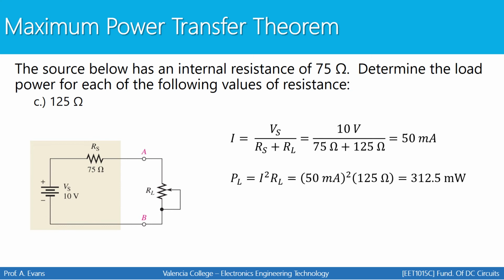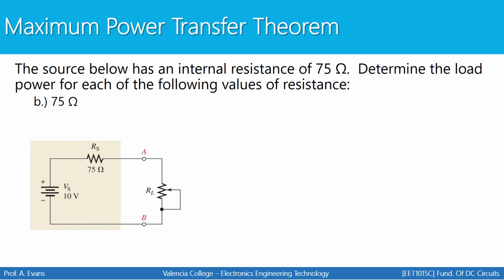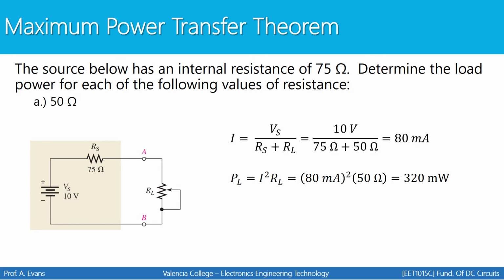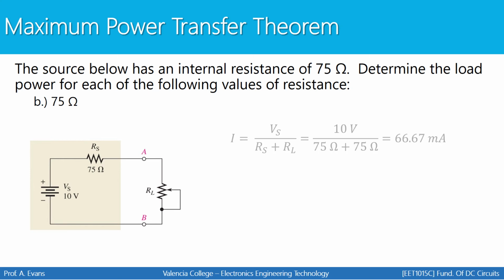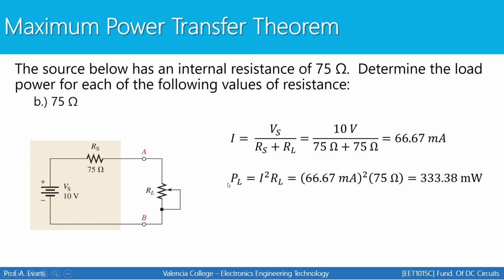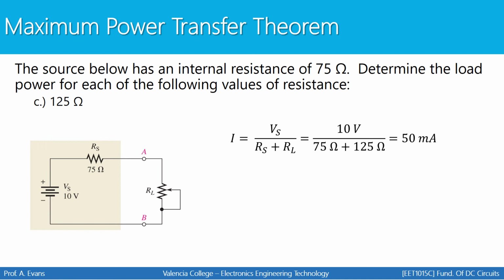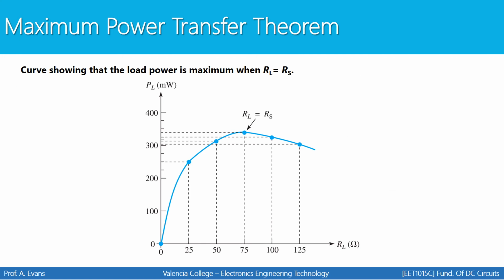So if we quickly recap that, when the load was 50 ohms, the power for the load was 320 milliwatts. When the load was 75 ohms, when it was equal to the internal resistance, we had 333.38 milliwatts. And then when the load was 125 ohms, we had 312.5 milliwatts. Out of those three scenarios, we had the largest amount of power distributed to the load when the load was equal to the internal resistance of the source.